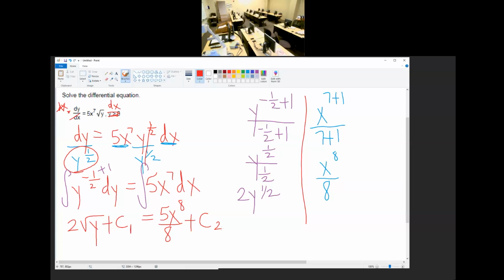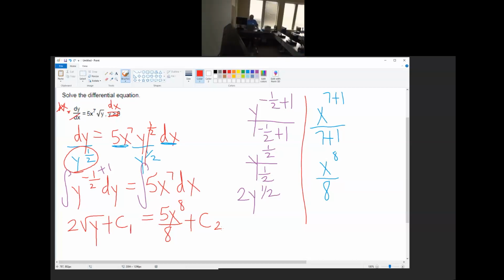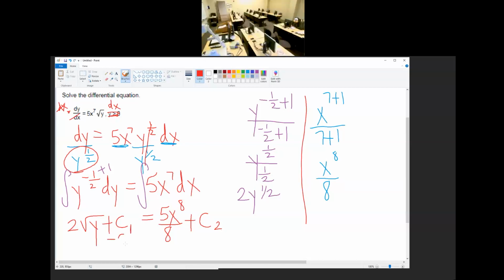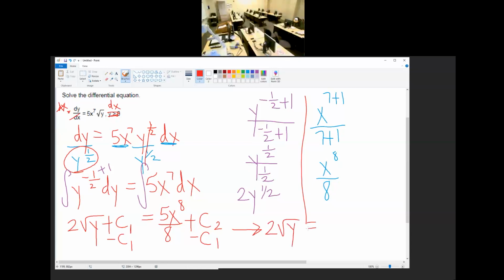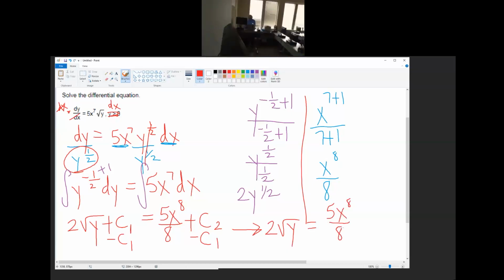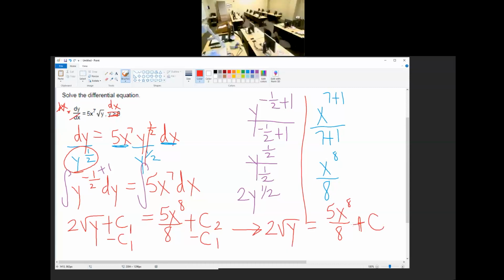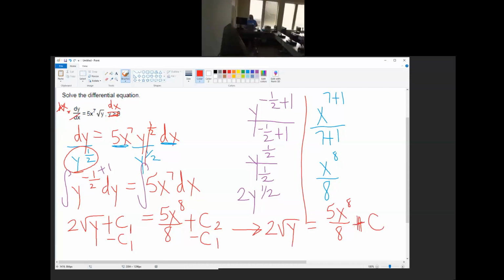Now, the last step is to get all of the different constants on the right-hand side. So if I subtract c sub 1 from both sides, well, a constant minus a constant is still a constant. So we'll just label that as plus c at the end. And that's how MyMathLab wants the final answer. You don't have to solve for y, you can leave it like this.